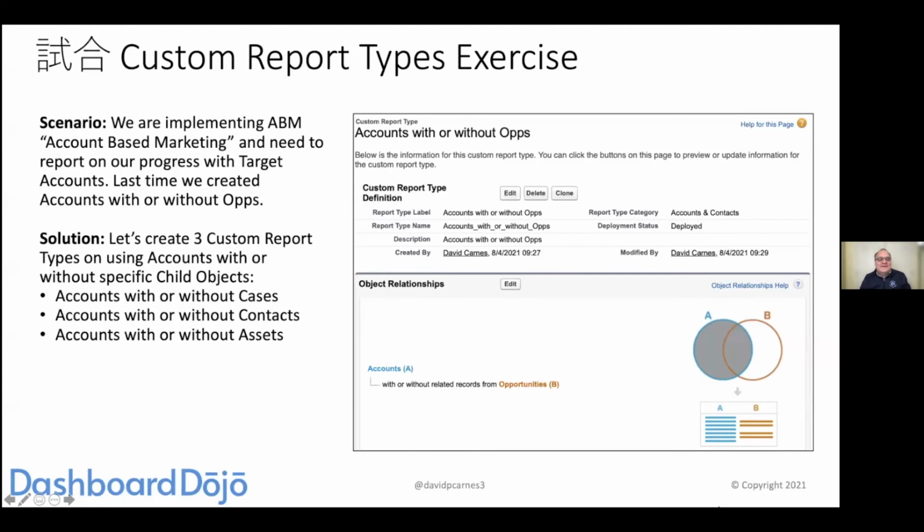So please do this exercise. If you're not clear where you should be, you want to do this under setup. Click on setup, then expand feature settings, analytics, and get down under reports and dashboards and go to report types. I want you to create three custom report types. One of them is accounts with or without cases. Another is accounts with or without contacts, and then accounts with or without assets.